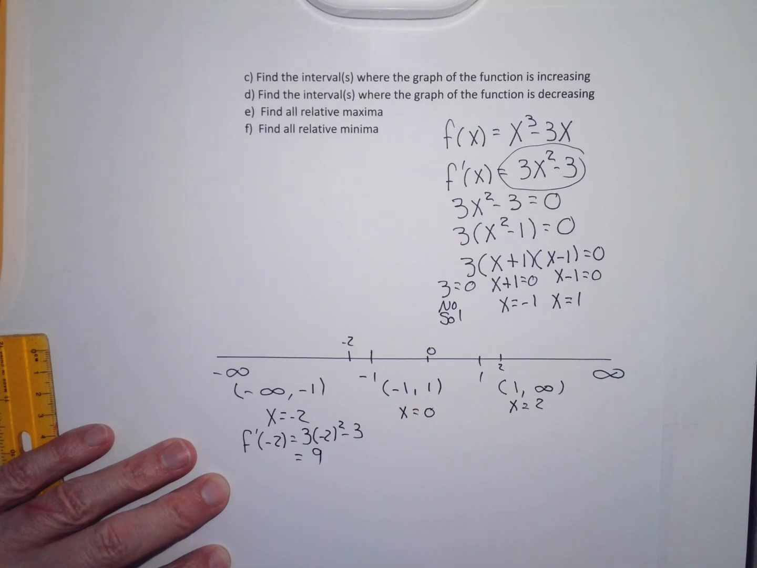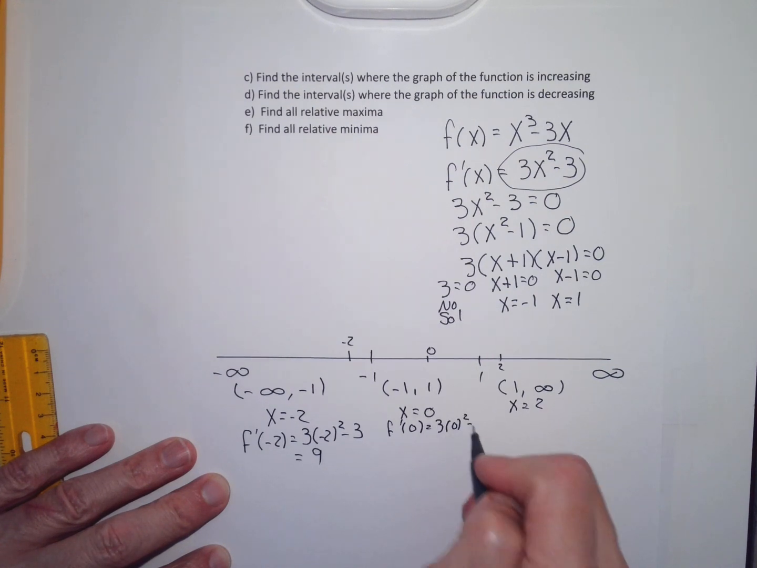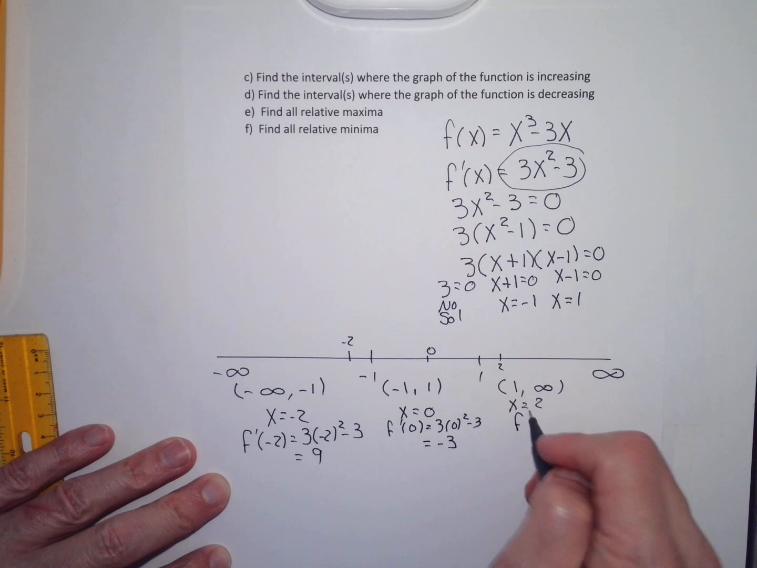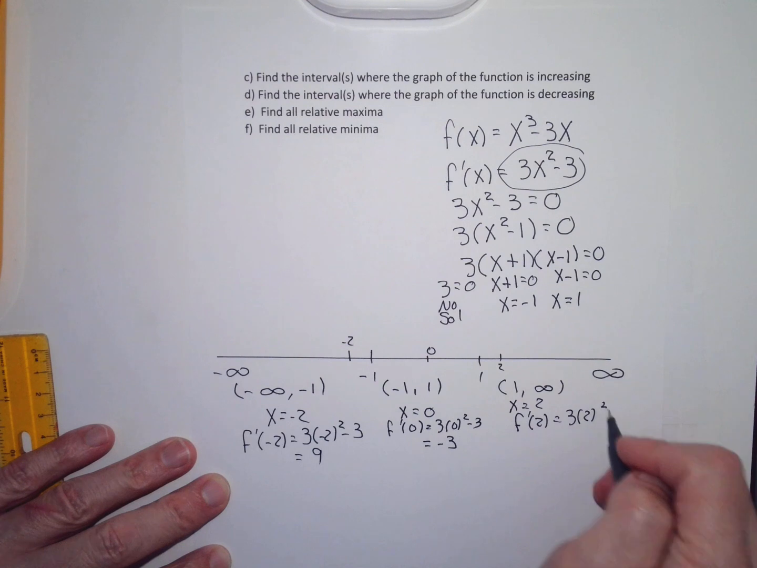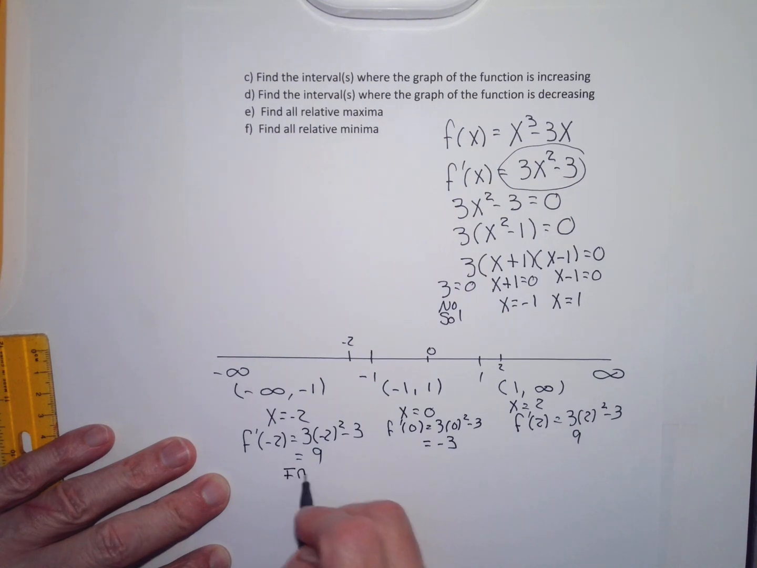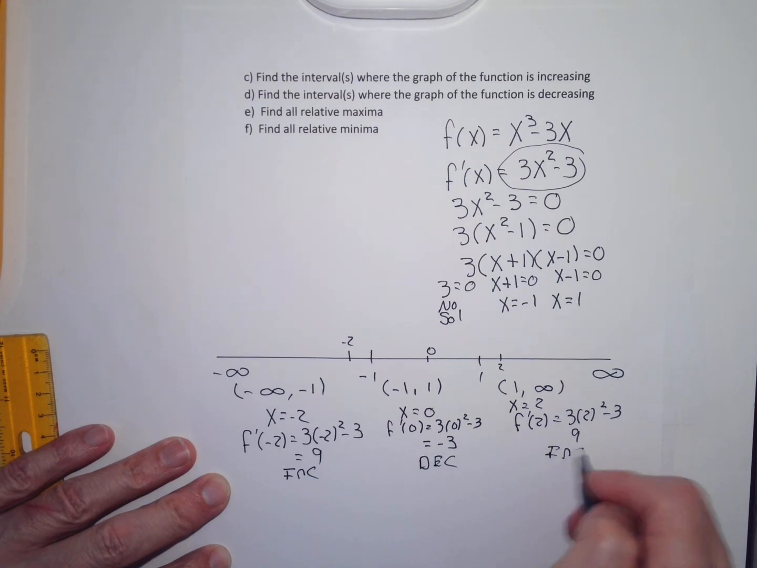That's just 9. And then f first derivative evaluated at 0 is 3 times 0 squared minus 3. This piece comes out to 0, and 0 minus 3 is negative 3. You can do these on your calculator. I'm just trying to save a second. And then when I plug in 2, I get 3 times 2 squared minus 3. This is going to be 3 times 4 is 12, minus 3 is 9. So first interval, the graph is increasing because I get a positive. Middle interval, the graph is decreasing because I get a negative. Last interval, the graph is increasing because I get a positive.